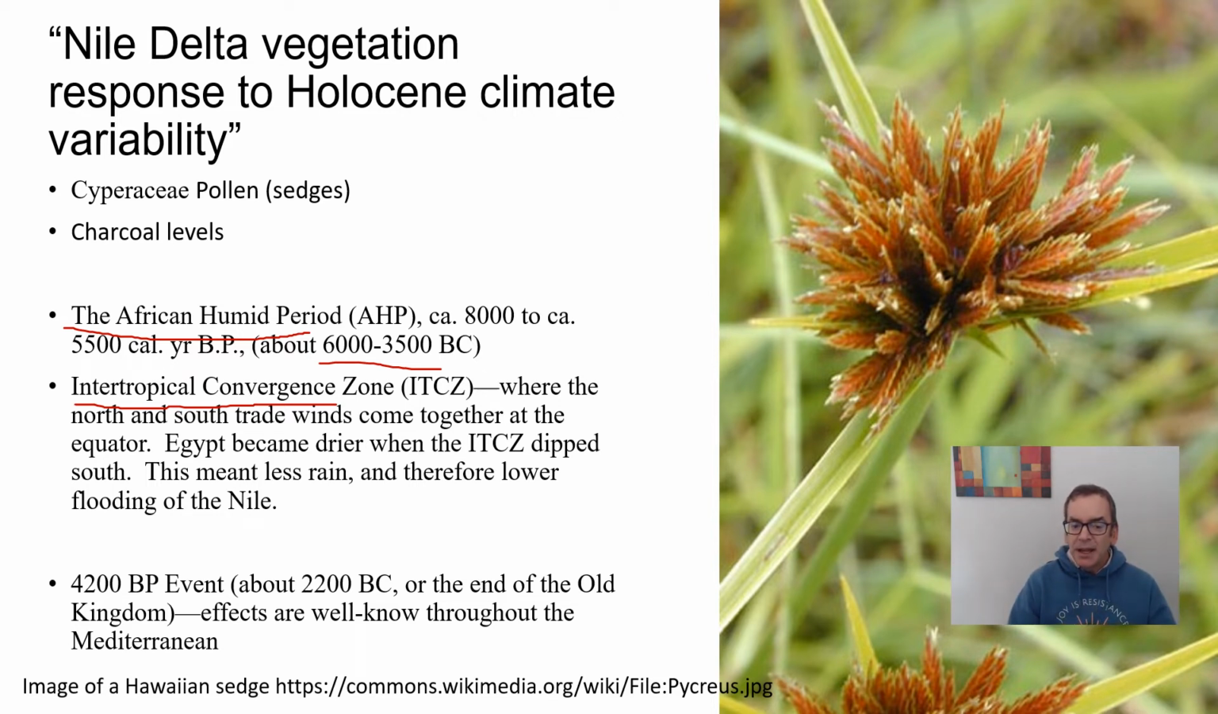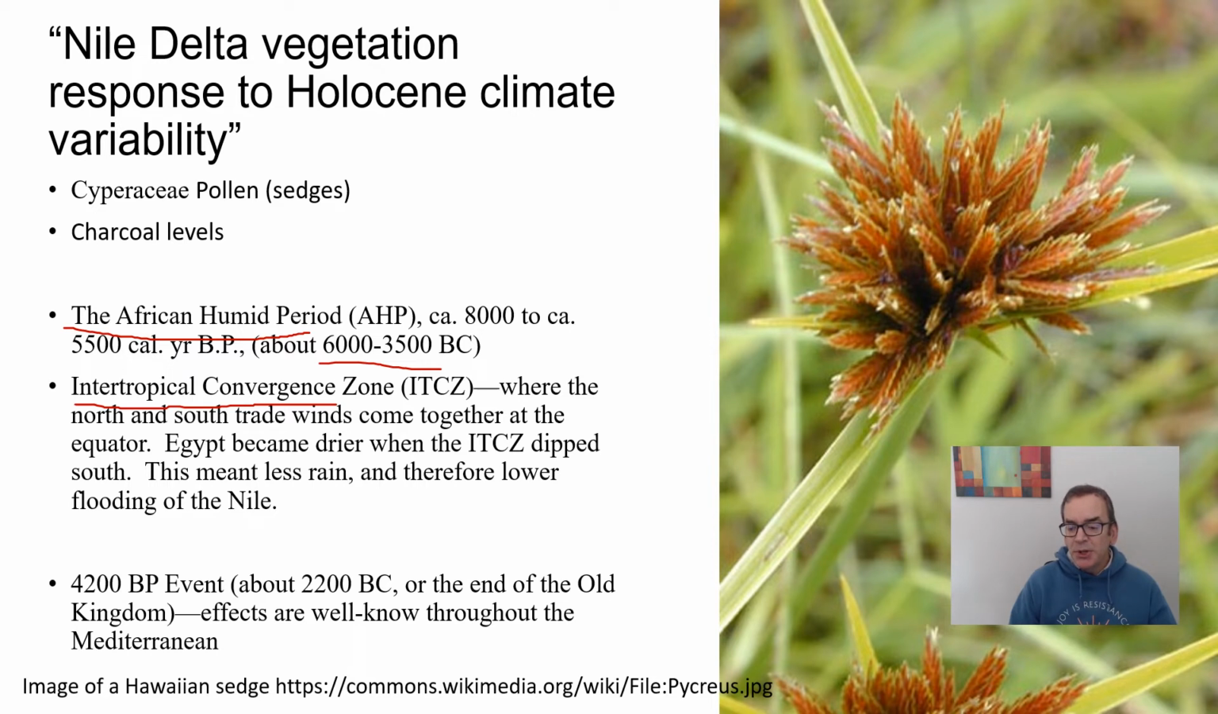that area. Now, we know that just before the Old Kingdom, this convergence zone drifted to the south. So the area where you get lots of rainfall that feeds the Nile wasn't getting as much. This meant less rain and therefore less flooding, or lower floods, on the Nile.